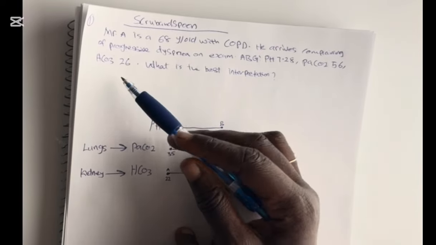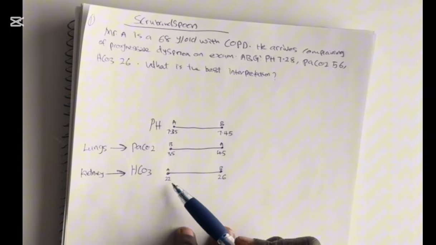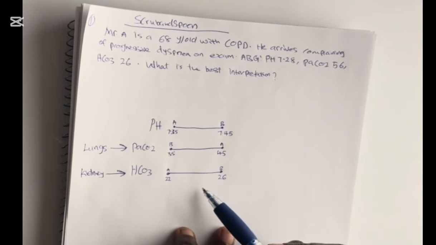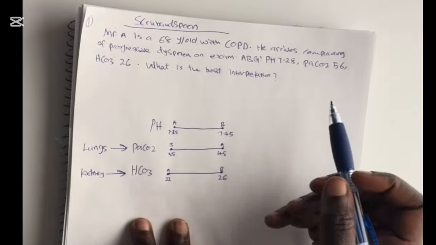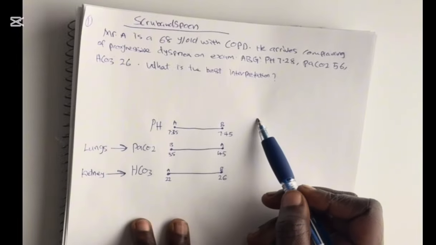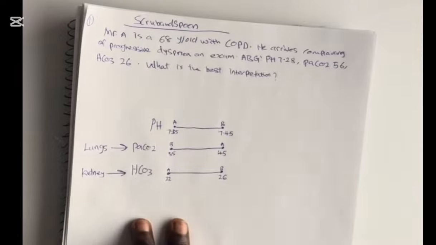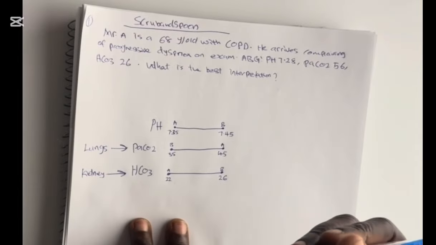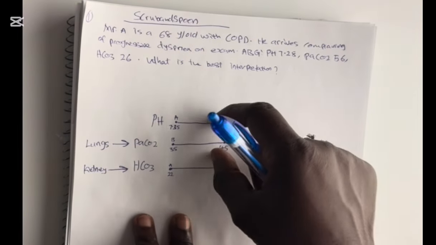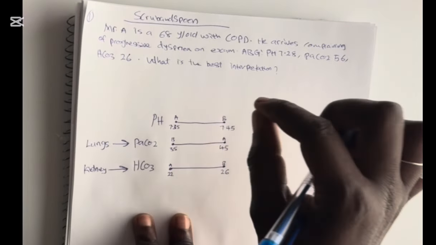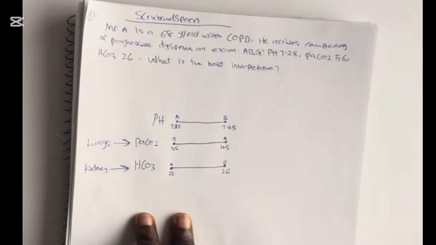And look at the last one. The HCO3 is 26. Now 26 falls within the normal range. Now let's interpret it. Our pH is on the acid side and our CO2, which is the lungs, is on the acid side. So we have what? We have respiratory acidosis, because they both match. They are both in a state of acidosis, both the lungs and the pH.